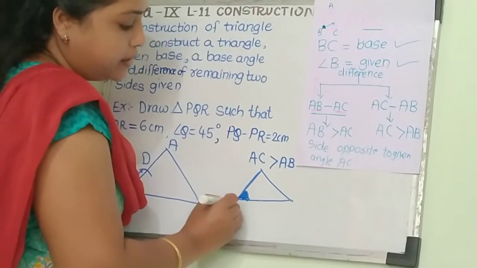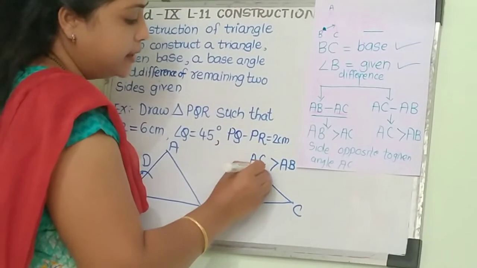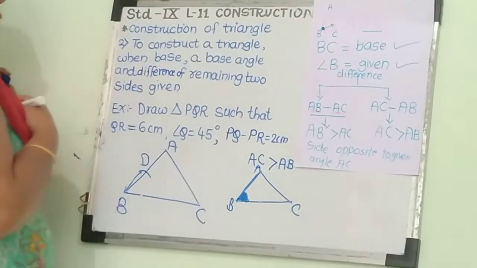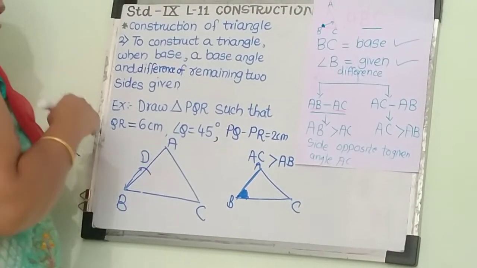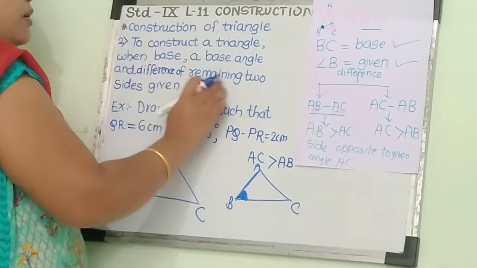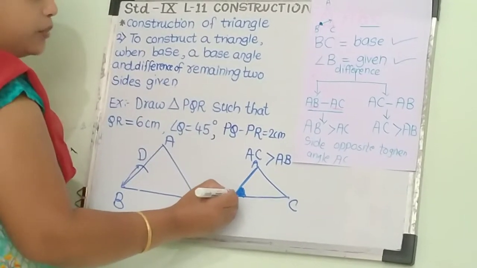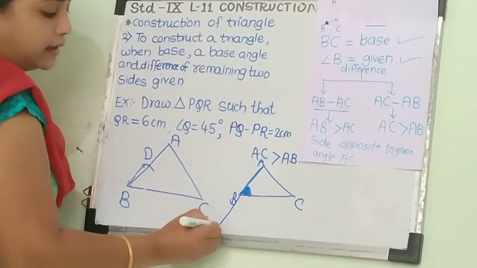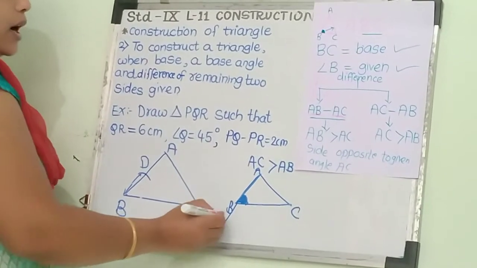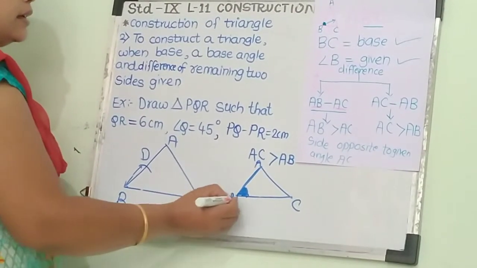Angle B is the given angle, here C and here A. Now I have to draw the arc for the difference of the remaining two sides. I am going to extend this angle at the down and mark the arc.